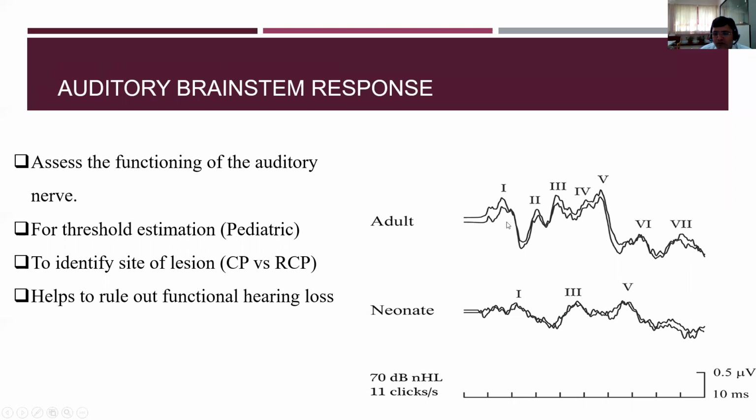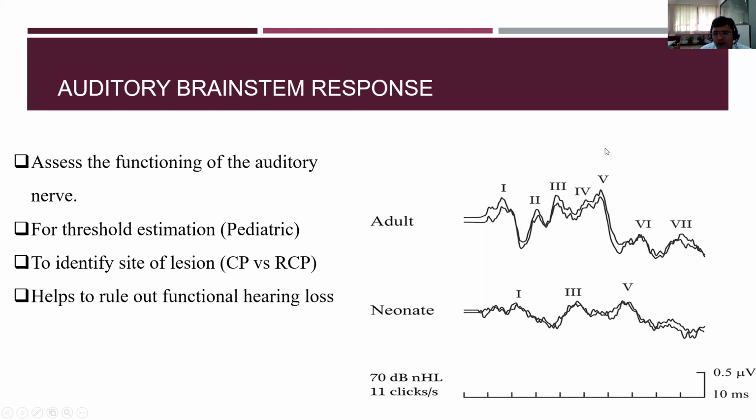Here again, what we are trying to measure is the latency of these different peaks. These different peaks have different generator sites. These peaks are defined by Jewett, so they are also named Jewett peaks. The primary peaks are wave 1, wave 3, and wave 5. Wave 5 is the one most often looked at when it comes to threshold estimations. Indirectly, ABR or BERA helps you to estimate threshold.